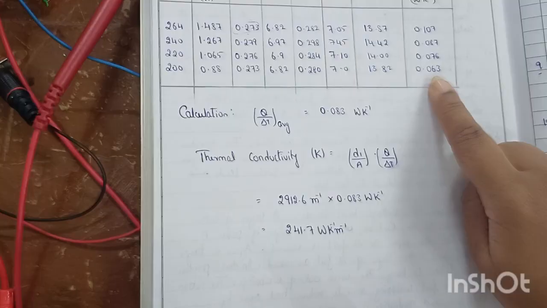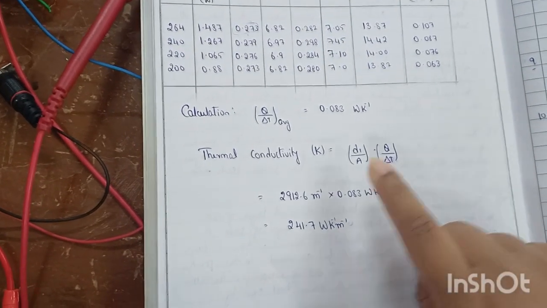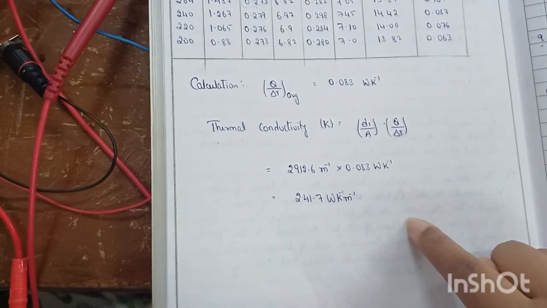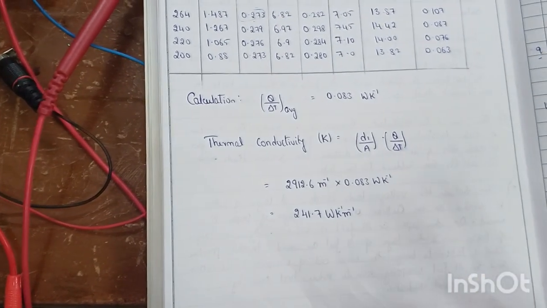After that we take the average of Q by delta T and we apply it in the formula of thermal conductivity, which we have already seen in the theory, and we determine the thermal conductivity. Hence the experiment ends.